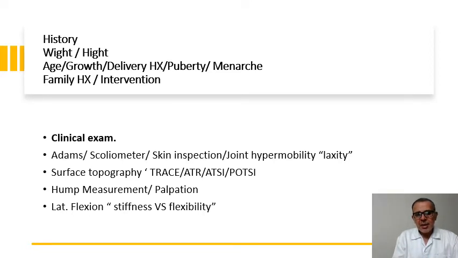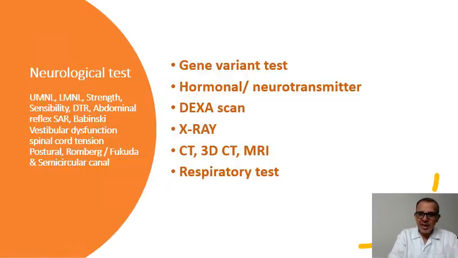patient. The hump measurement, we obtain the hump measurement and we palpate the hump and see if it is reducible or not, or by certain movement does it go bigger, smaller, is it reducible? That's very important, along with the lateral flexion for stiffness versus flexibility of the curve. So we have the history, we have the clinical examination, and we can now jump on the next.